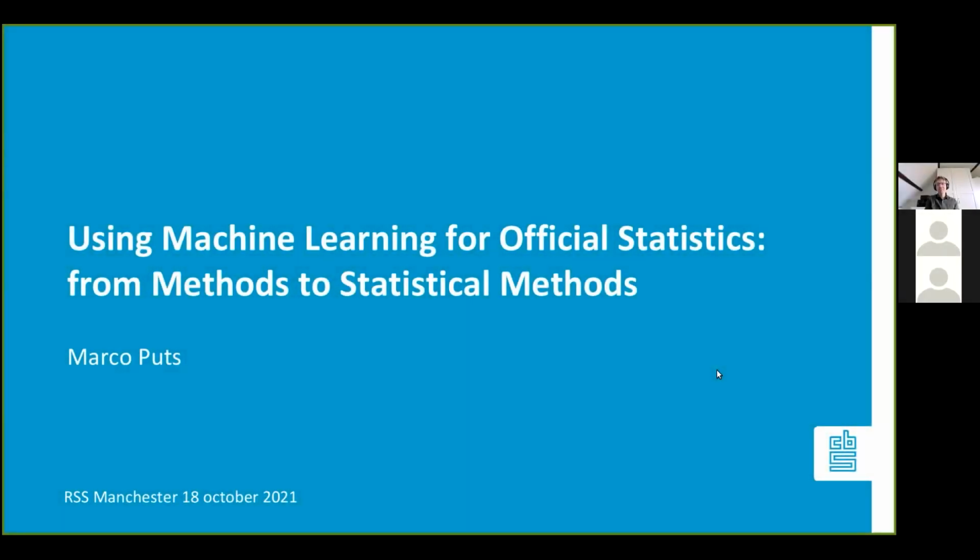My presentation has a very puzzling title: using machine learning for official statistics, from methods to statistical methods. The reason I chose this title is that I found out in the last years that there are a lot of methods which are related to statistics, but are not really statistical methods. And part of them are all the machine learning algorithms, almost all of them.